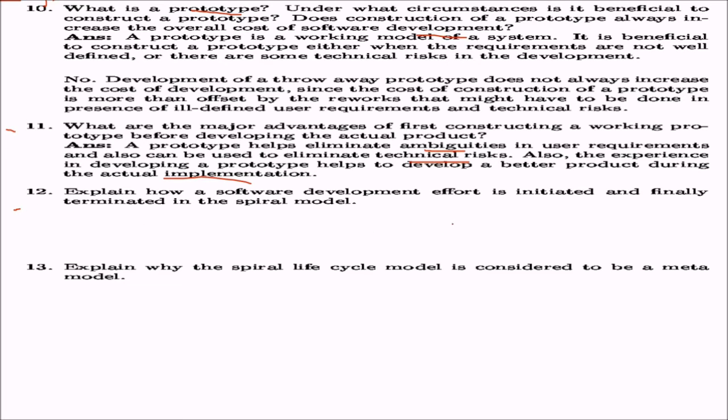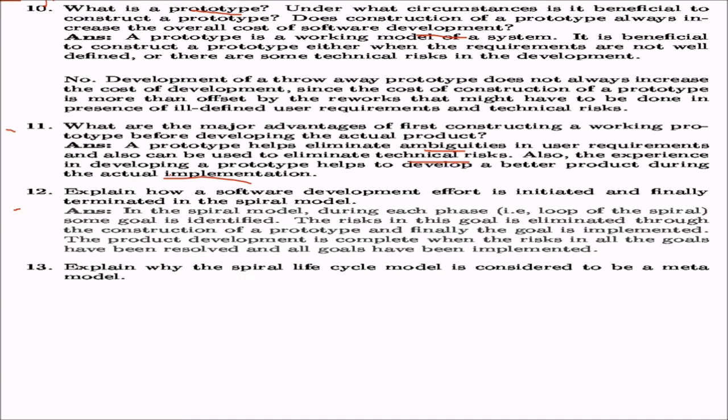12th is, explain how a software development effort is initiated and finally terminated in the spiral model. As we have learned a lot about spiral model in our discussion of the chapter, we can easily summarize that during each phase, which is the loop of the spiral, some goals are identified. And the risk to this goal is then eliminated through the construction of a prototype, and finally the goal is implemented. And the product development team says that the product development is complete when the risk in all the goals have been resolved and all goals are now being implemented.